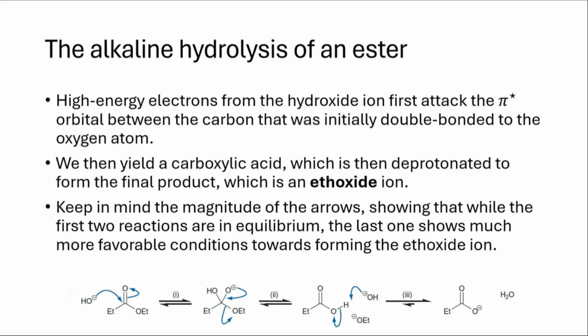Because we have hydroxide ions, high energy electrons from there will attack that pi antibonding orbital of the carbon that was initially double bonded to the oxygen atom. And so we yield an alkoxide ion, and we form a carboxylic acid here. But because, I repeat, because we have hydroxide ions in solution, that carboxylic acid will be deprotonated. This will form our ion here, the ethoxide ion.